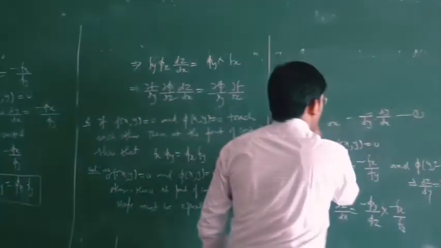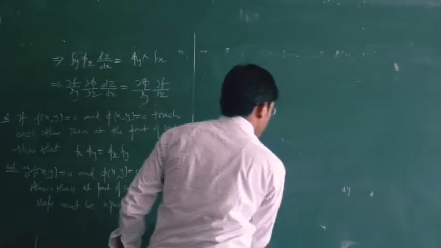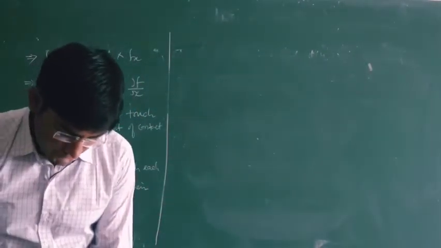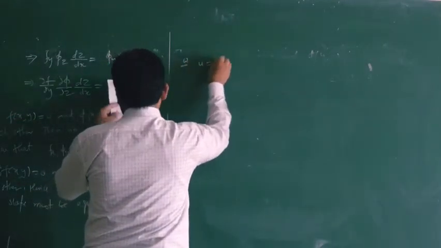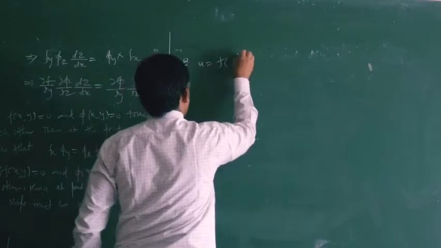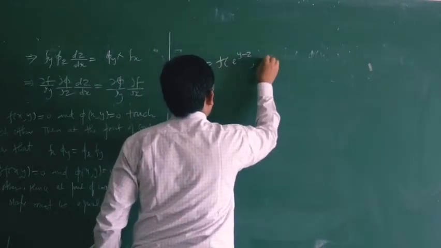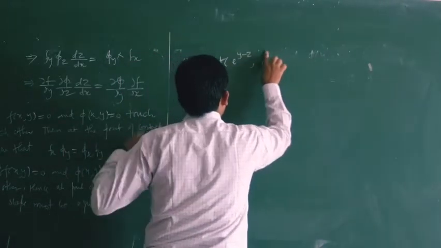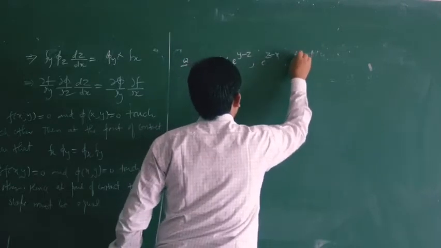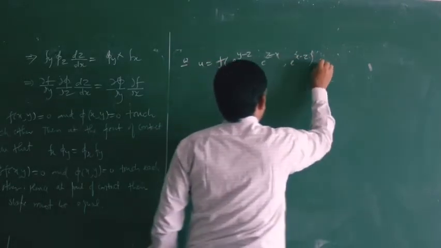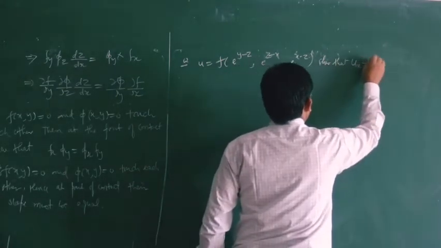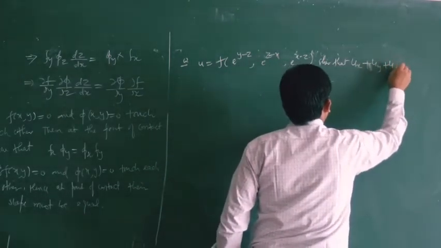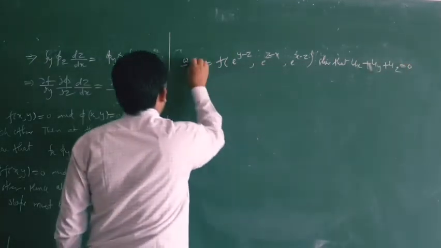Now let us solve a few more questions related to the chain rule. The first question is: if u equals a function of e^(y−z), e^(z−x), and e^(x−z), show that the partial derivatives of u with respect to x, y and z, the sum of these three, is 0.